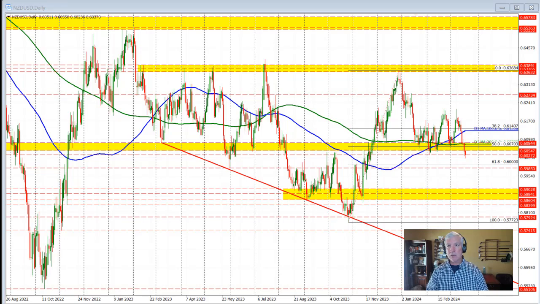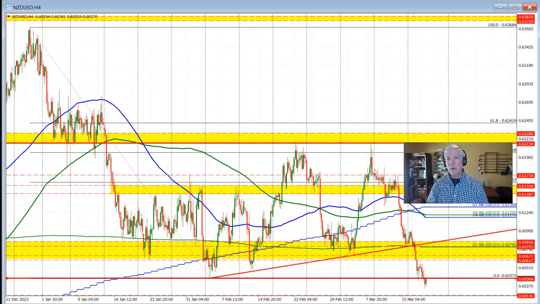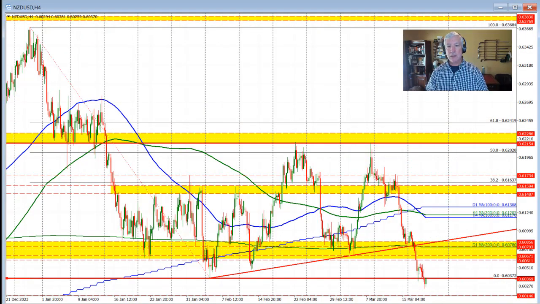Let's drill down into the 4-hour chart. When we look at the 4-hour chart, you can see not only did the price move below the 200-day moving average right here, but it also moved below this trend line, connecting recent lows, including lows from earlier this week and the end of last week. The break below that level opened the door for further downside momentum.